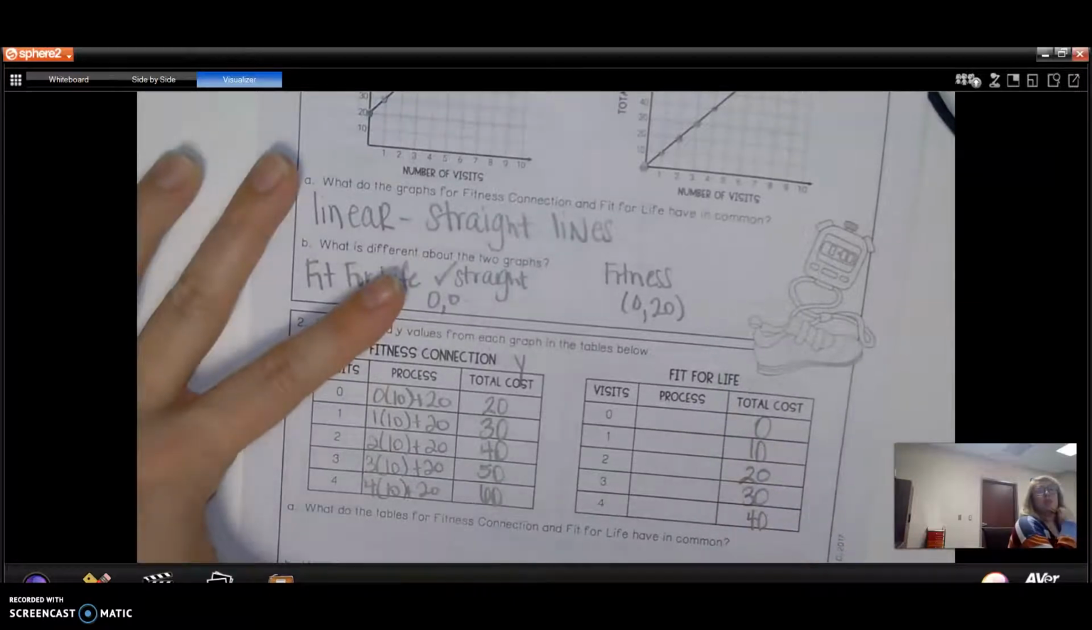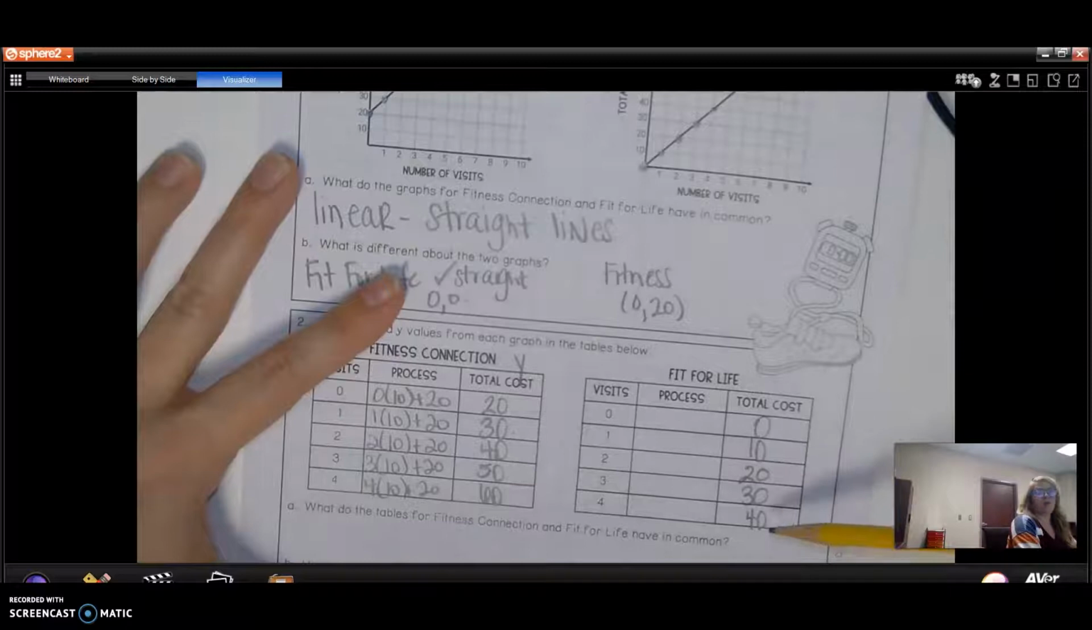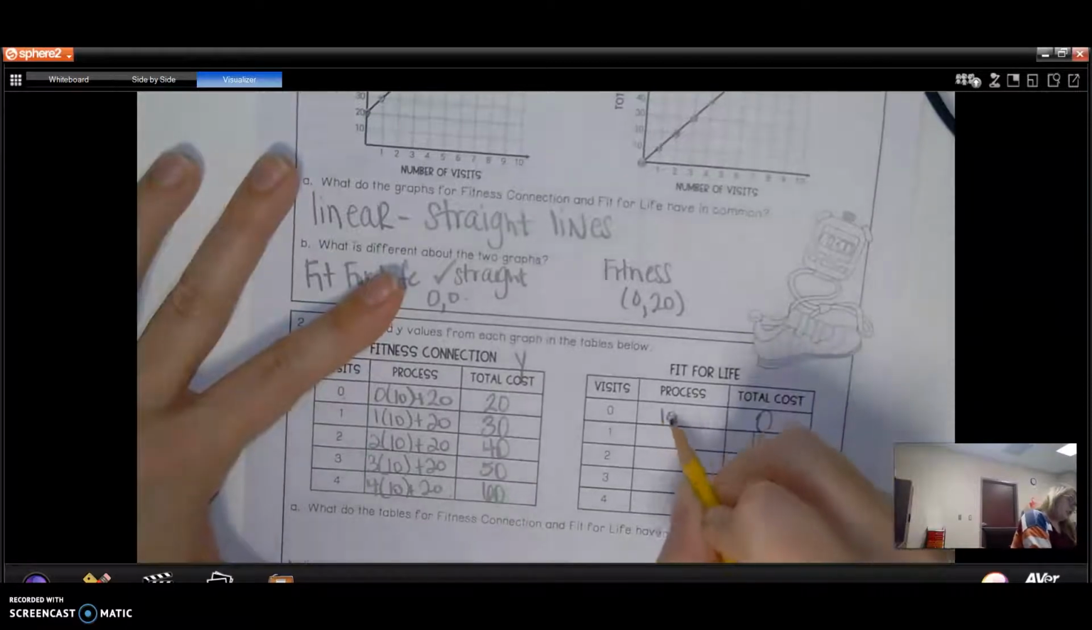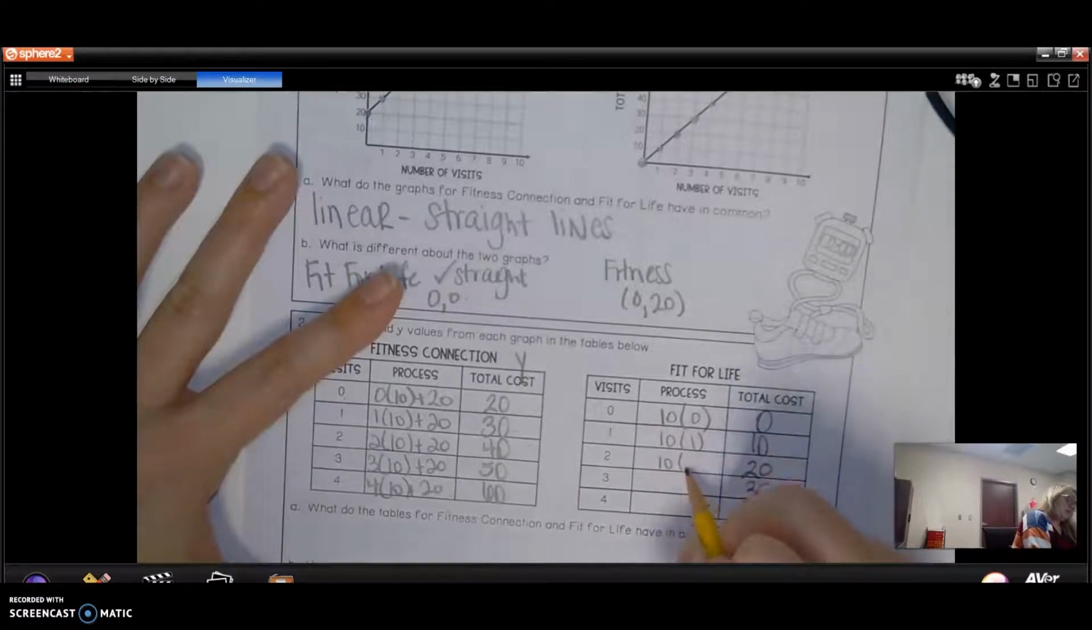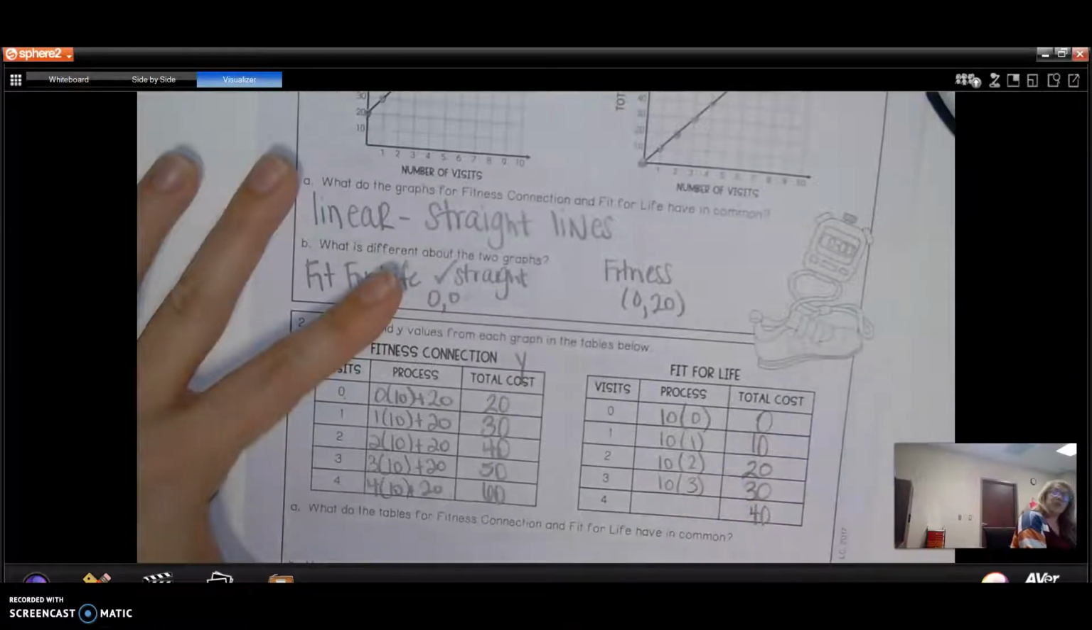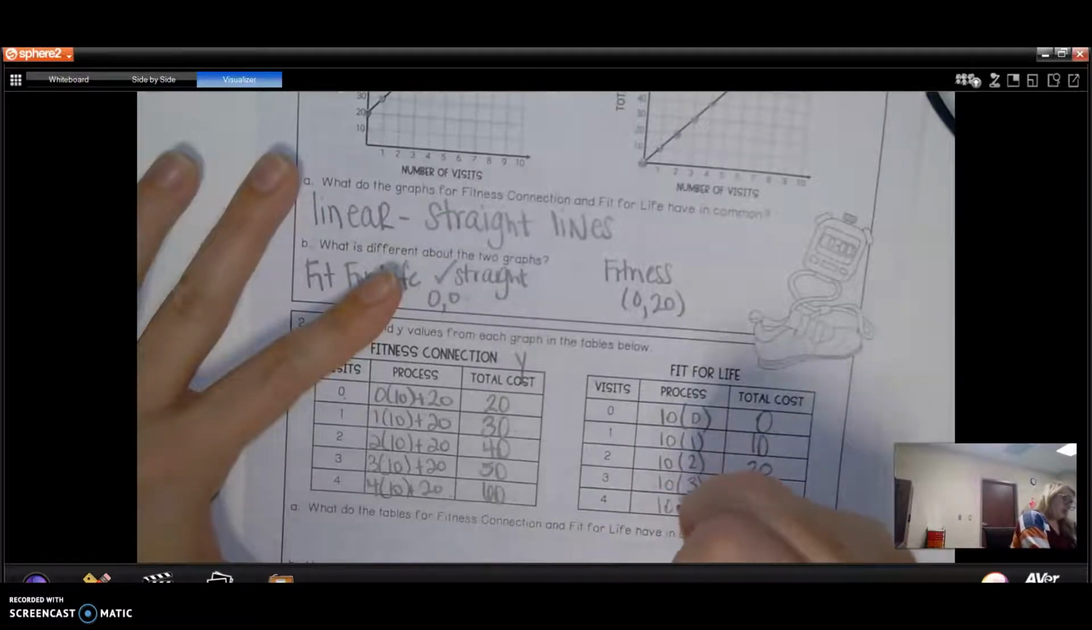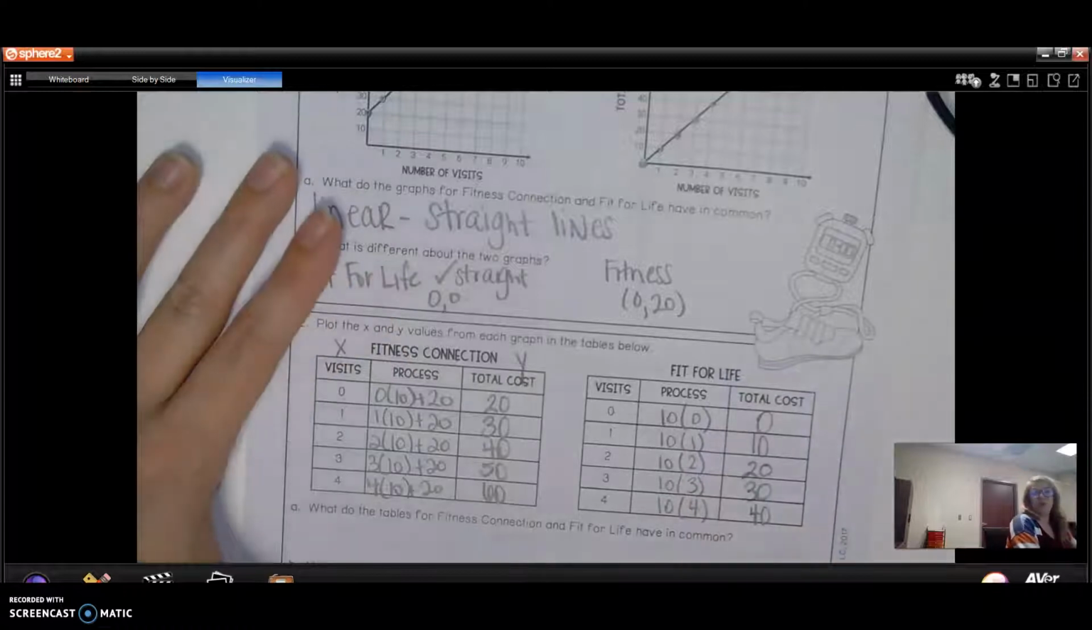So let's think about the process. Obviously, this one is multiplicative. This one looks a little bit more like the ones that we've been doing in class. So $10 per visit for 0 visits would cost me nothing. $10 for 1 visit, 10. $10 for 2 visits, 20. $10 for 3 visits, 30. And $10 for 4 visits, 40.